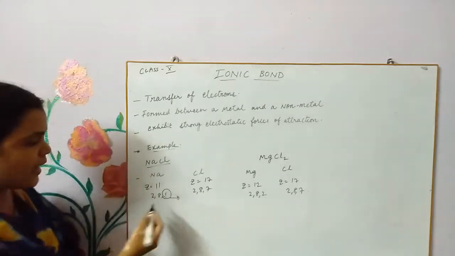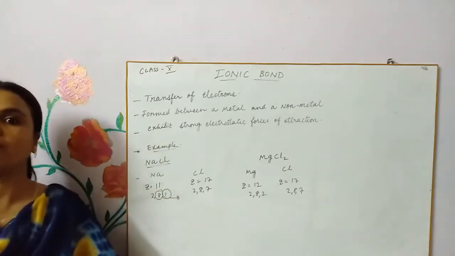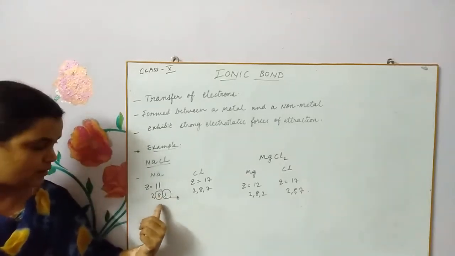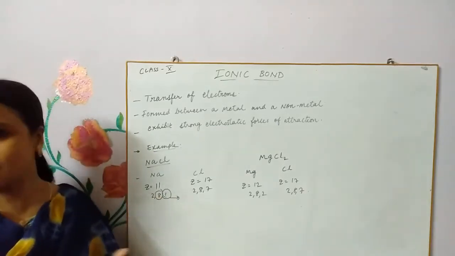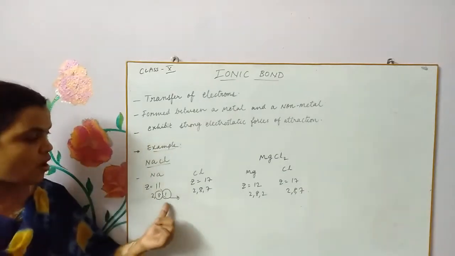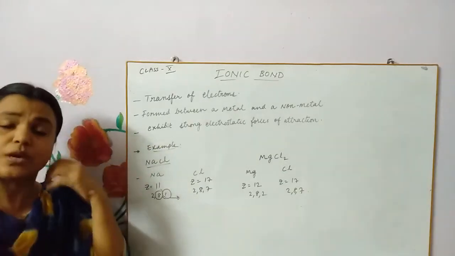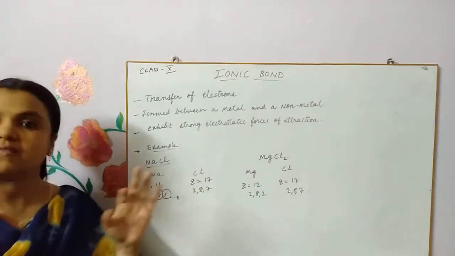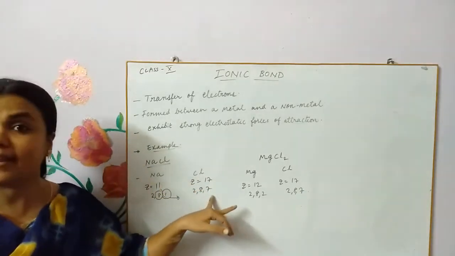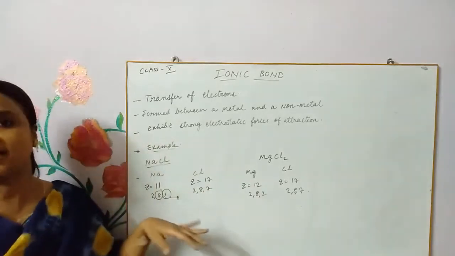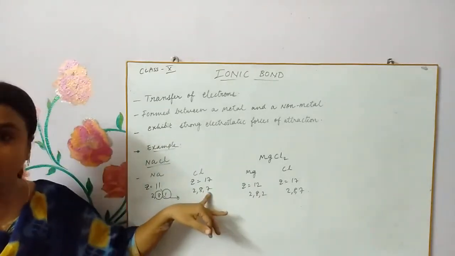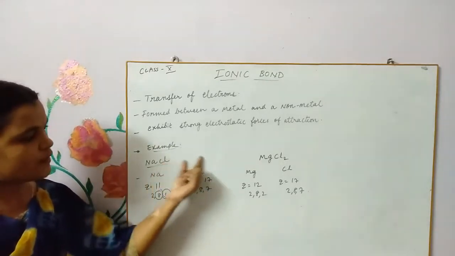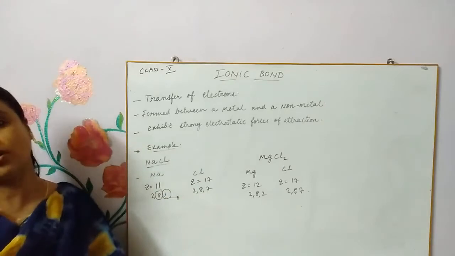If it loses it, it gets the stable electronic configuration, the second shell will be completely filled, isn't it? So it gains stability. So always it will want to give away that extra electron. Now chlorine, its atomic number is 17. It has one electron less in order to get the stable electronic octet configuration, right? So sodium transfers or donates its electron to chlorine.